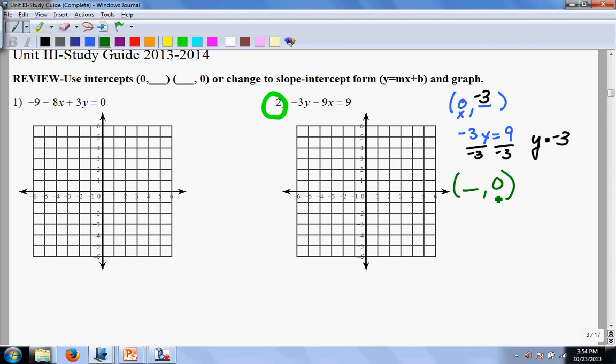The other method, we're going to put a 0 in the y. So if we come up here and we say goodbye to the y, I end up with negative 9x equals 9. And we see that our x-intercept is going to be negative 1. So let's graph this. 0, negative 3. It's right here. And negative 1, 0 is right here.